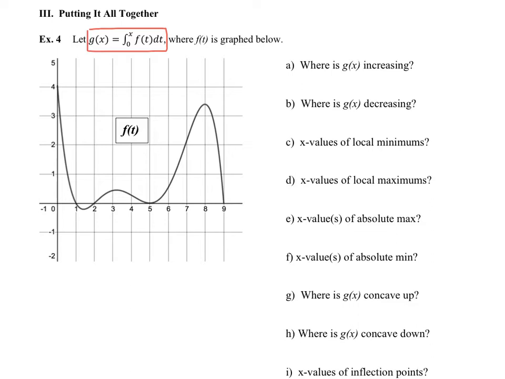So notice the graph that we are presented with. This is the graph of f. This is not the graph of g. Okay? G is the integral from 0 to x, meaning function g represents the area underneath this curve, or the area between this curve and the x-axis.